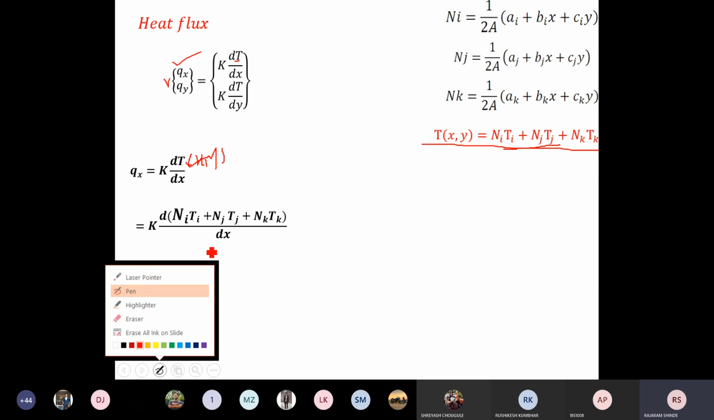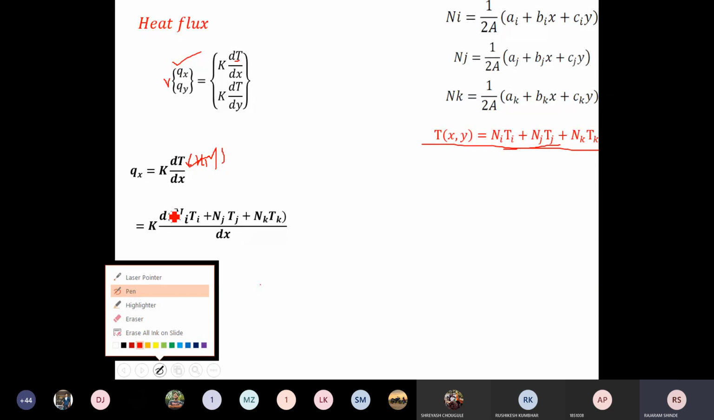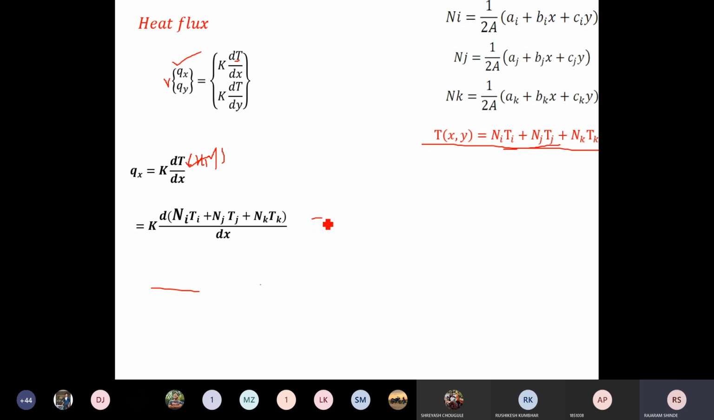Before that, see here, when we differentiate this term separately, when I write this equation as k into dni by dx into ti plus dnj by dx into tj plus dnk by dx into tk, you will get this answer. Okay, I will explain here. Now see here, what I will do is differentiate each term separately.